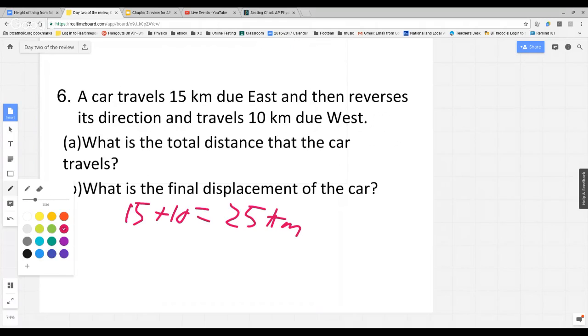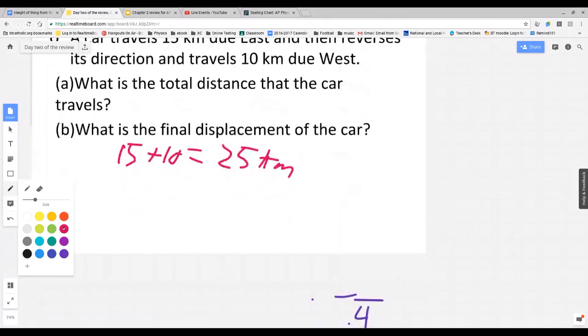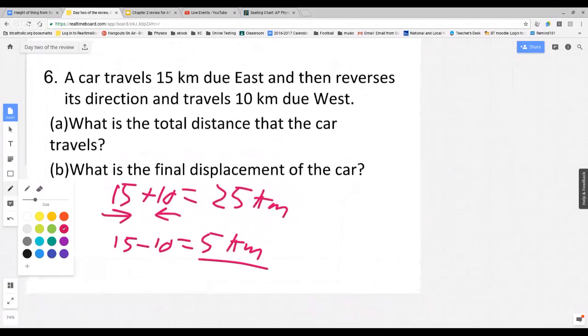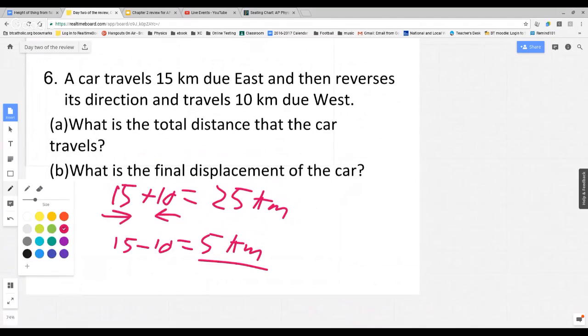Alrighty. And then displacement, a little bit different. It is going to be 5, right? So you have this one going that way and this one going that way. So overall, you're going to end up with 15 minus 10 equals 5 kilometers. Would that be negative? It's positive. It's going east. East is plus.